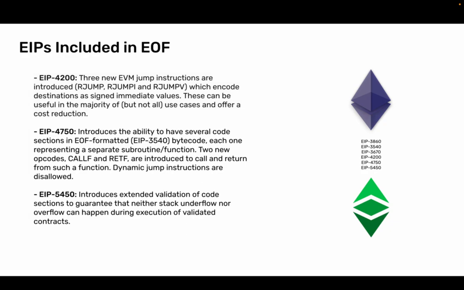EIP 4750 introduces the ability to have several code sections in EOF-formatted EIP 3540 bytecode, each one representing a separate subroutine function. 2 new opcodes, callf and retf, are introduced to call and return from such a function. Dynamic jump instructions are disallowed. EIP 5450 introduces extended validation of code sections to guarantee that neither stack underflow nor overflow can happen during execution of validated contracts.